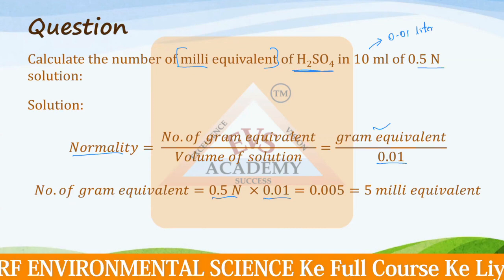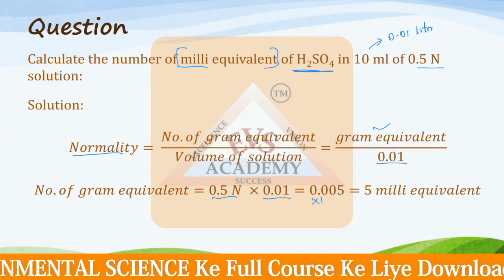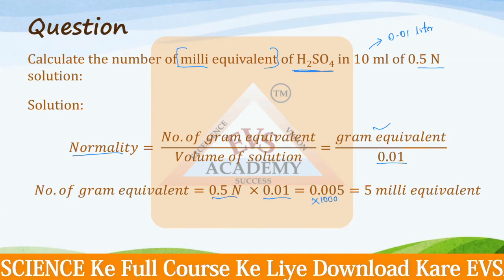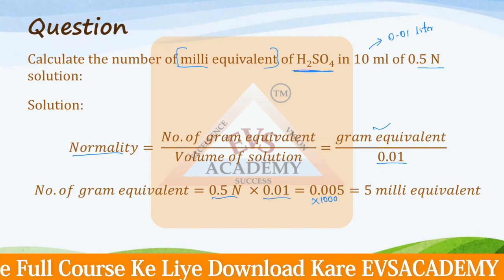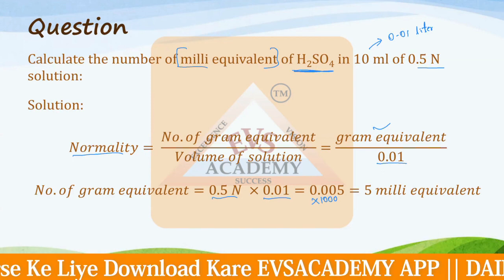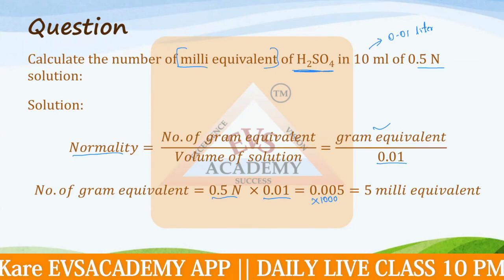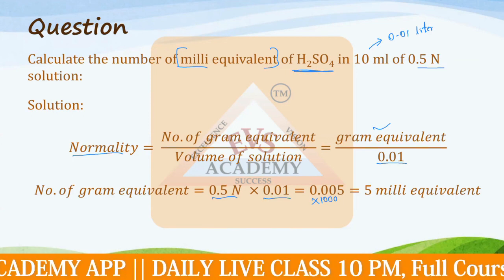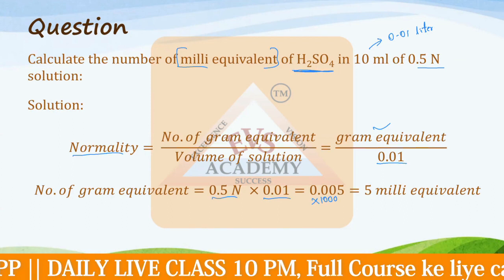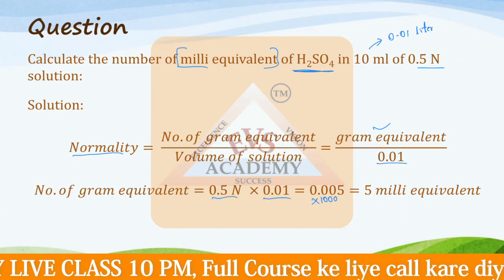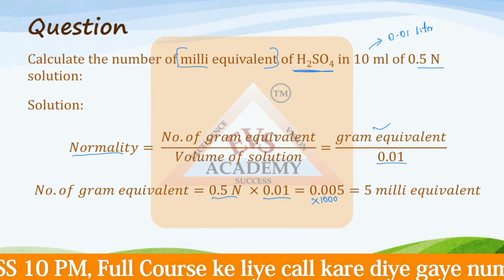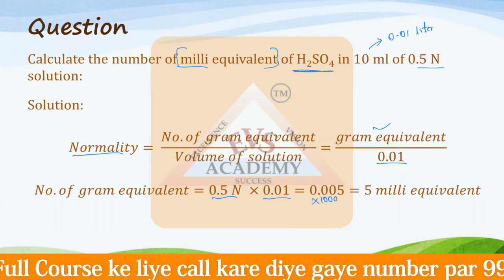So basically, we have multiplied by 1000 here to convert it into milli form. To convert into milli form, just multiply by 1000 and we get the milliequivalent, because milli is 1000 times smaller. That is how you can convert to milli form. Milli is 10 to the power 3. So this is a very basic question from normality.